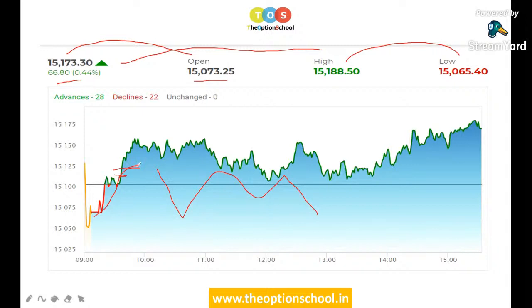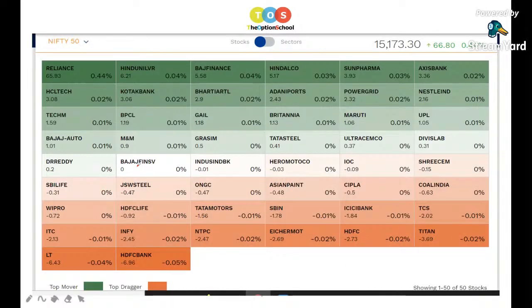Nifty closed positive because of only one thing, that was Reliance, right? If you see the Reliance contribution, it contributed 65.93 points in Nifty today. So Reliance was up by 4%, contributed 65.93 points, and how much was the market up? Market was up by 66.8. So this chart shows what the individual contribution is in overall Nifty. Out of 66.80 points, 65.93 points were contributed by Reliance only. Otherwise, our markets would have also gone down.